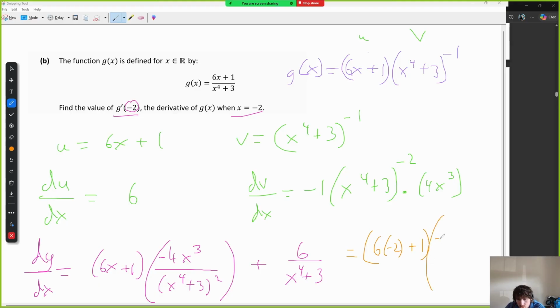Bracket, -4 times -2 to the 3 over, because you pick up a ton of marks. Subbing this into the calculator actually doesn't pick up as many marks as writing it down neatly on the page like this. Squared, close off the bracket, plus 6 over -2 to the 4 plus 3. So that actually is the answer there in orange, and I'd get maybe 9 out of 10 marks for that.